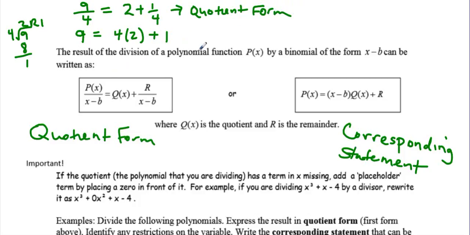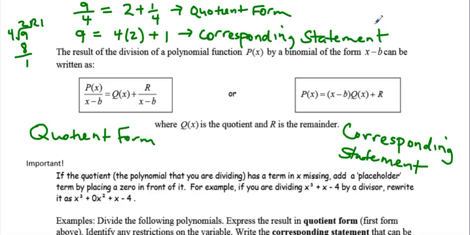The second one over here, we take our polynomial and it's going to equal our divisor times our quotient plus our remainder. Divisor times quotient plus remainder. So this is our corresponding statement. So let's go back to our first example and express our answer in both of these forms.